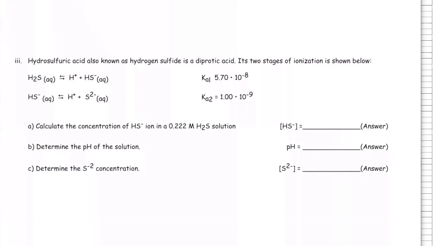Okay, so let me just put this right here, and you should be able to see my sticky. So this problem right here becomes the following. You have Ka1, and that's going to be equal to 5.7 times 10 to the minus 8. And that equals the product. And that product is H plus and HS minus, divided by H2S. And I need to put brackets here because that's going to be the concentration of these chemicals.